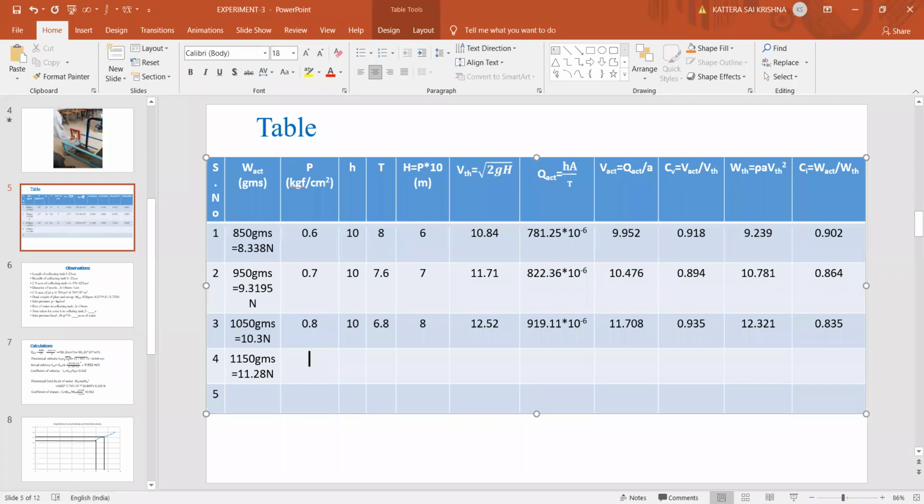Okay. So next, the pressure reading for the fourth one is 0.9. For a 10 centimeter rise, the time taken is 6.37 seconds. 6.3 seconds. And here it is 9.